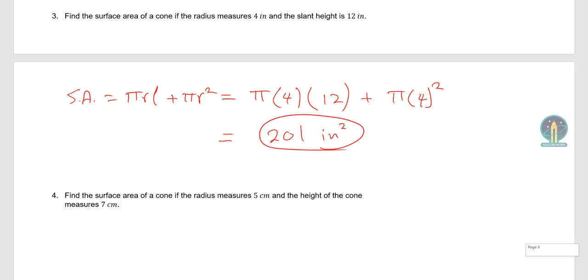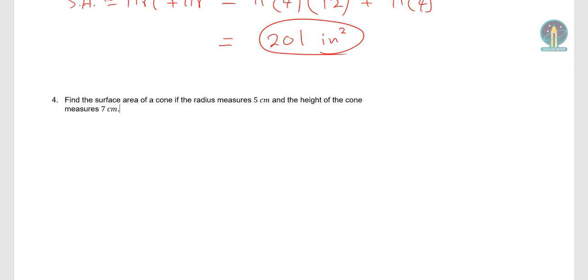Last exercise. Find the surface area of a cone if the radius measures 5 centimeters and the height of the cone measures 7 centimeters. We write the same formula again for surface area of a cone, pi r L, plus pi r squared, which is equal to pi times r. The radius is 5, but we have the height of the cone, not the slant height.